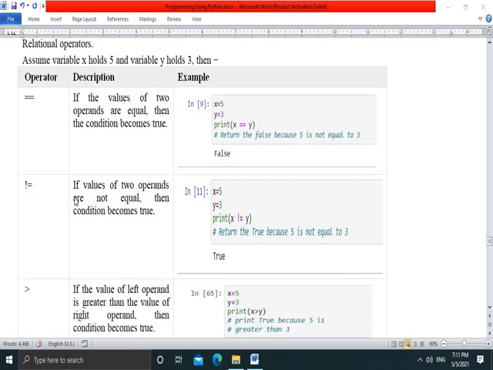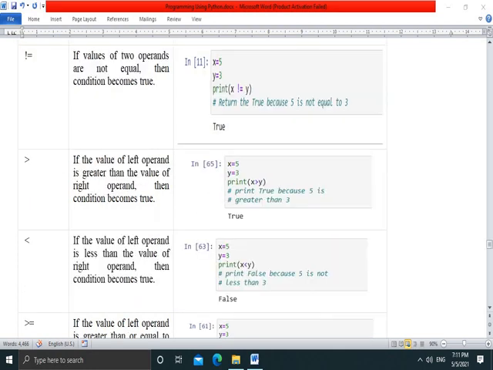Not equal to operator. If the values of two operands are not equal, then condition becomes true. For example, x is 5, y is 3, x not equal to y, then it printed true because x and y values are not the same. Greater than. If the value of left operand is greater than the value of right operand, then condition becomes true. Here x is 5, y is 3 and x is greater than y. So it printed true because left hand operand is greater than right hand operand.